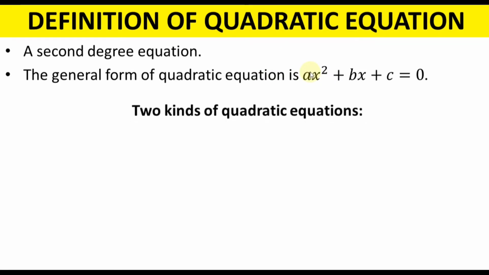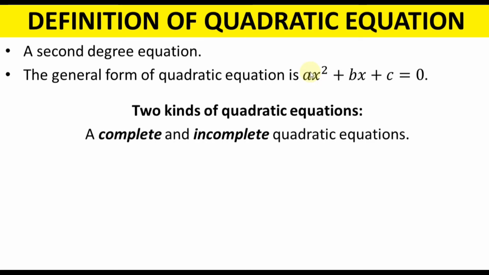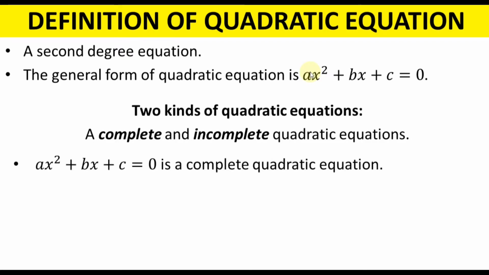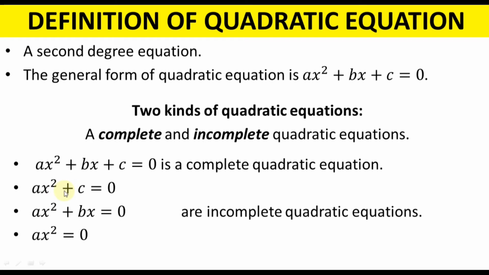Then, there are two kinds of quadratic equations. Una, a complete and incomplete quadratic equations. So how can we identify if it is complete and incomplete quadratic equation? So ito, ax squared plus bx plus c equals 0 is a complete quadratic equation. That is the general form of quadratic equation. So itong una, ito yung example of complete quadratic equation. How about yung incomplete quadratic equations? Ano yan? Ito. These are the example of incomplete quadratic equation.